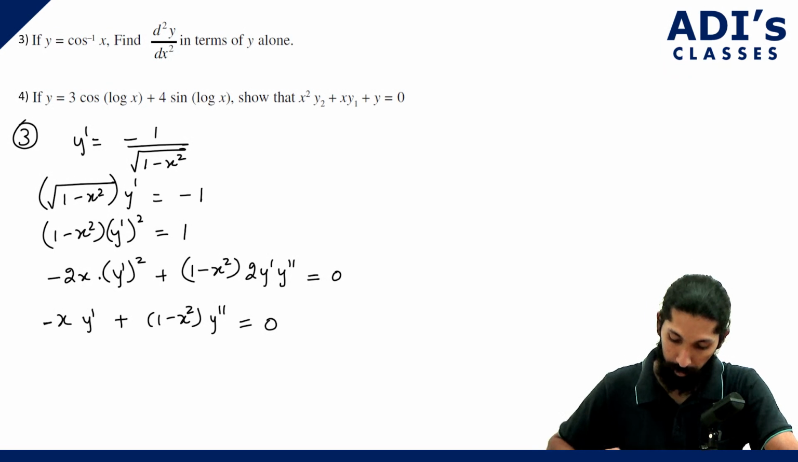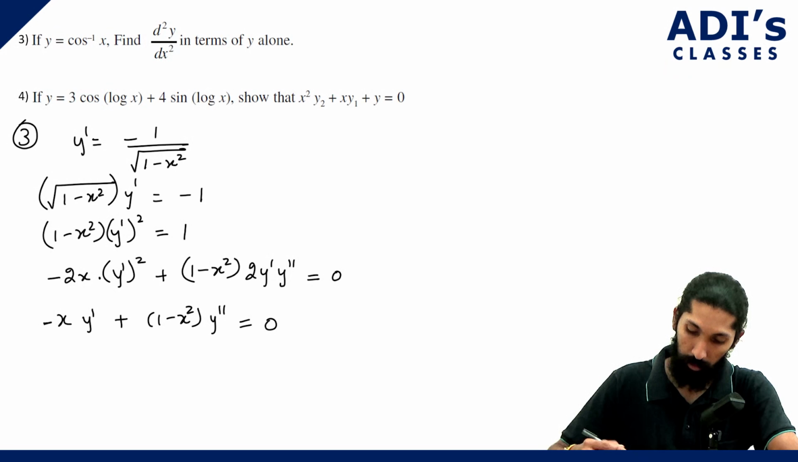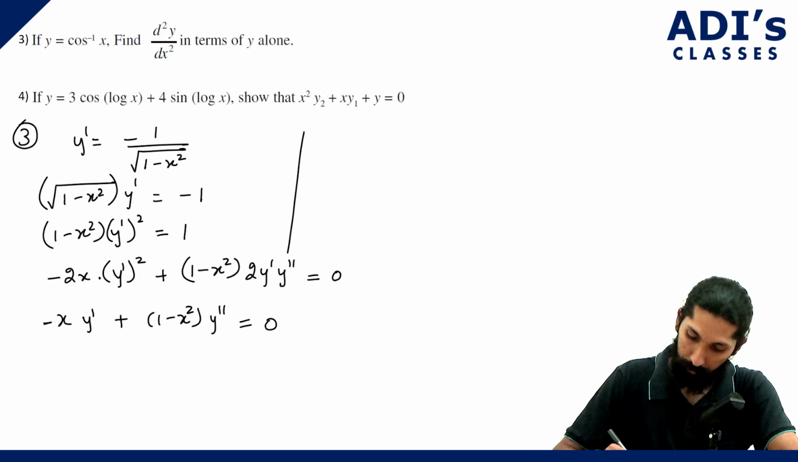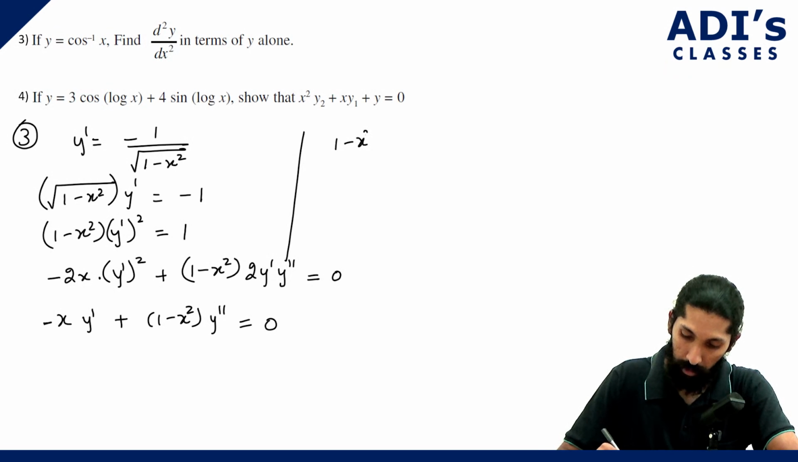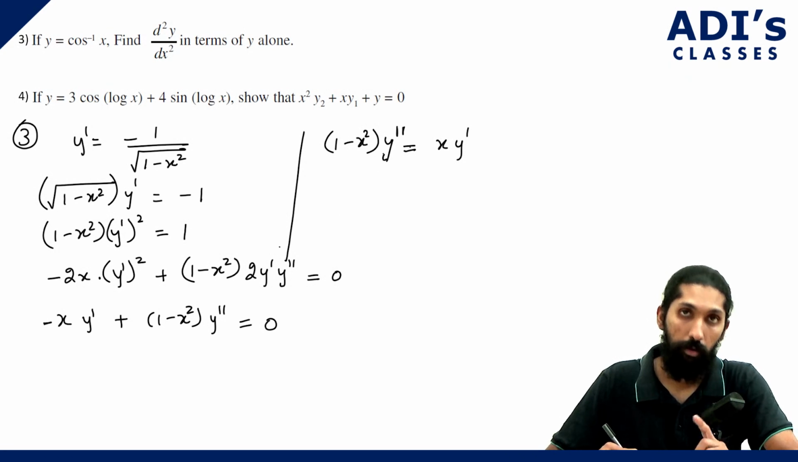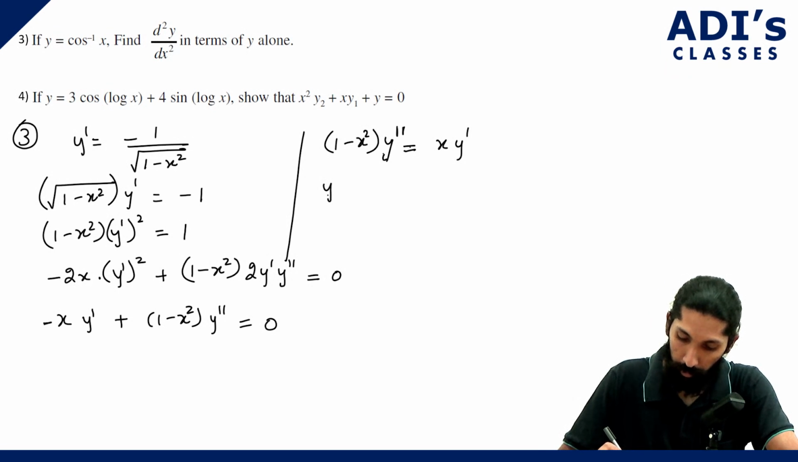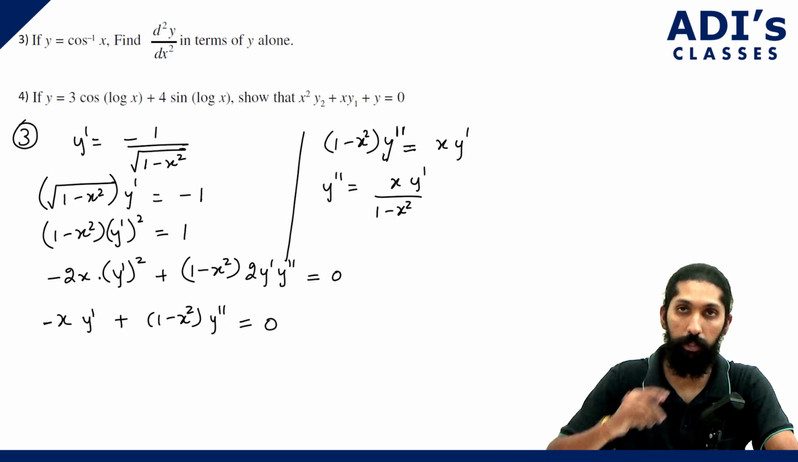So first thing you can do is 1 minus x square into y double dash is equal to x into y dash. First point, correct? Now, y double dash is x into y dash divided by 1 minus x square. Make sense?